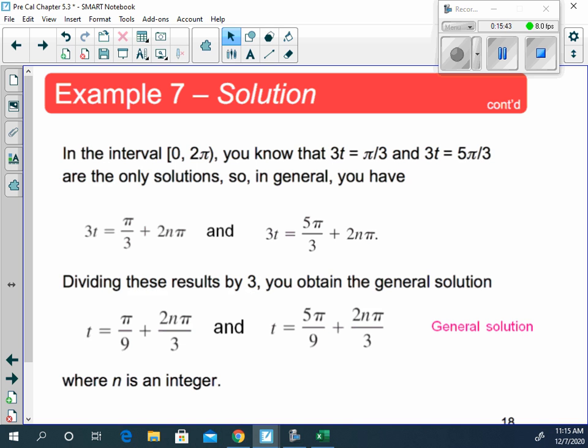And if we do the 2 pi in, we would have to divide it by 3 also. I'm not going to be as nitpicky on that. Okay?